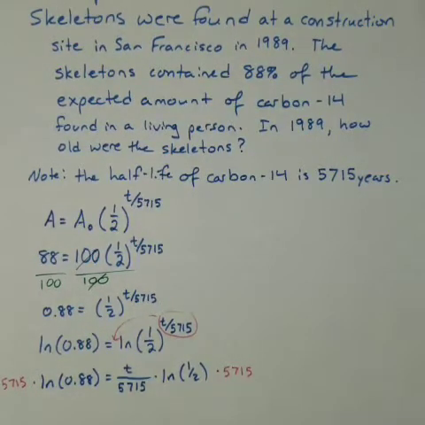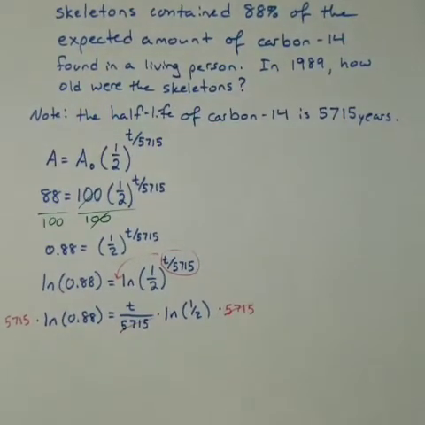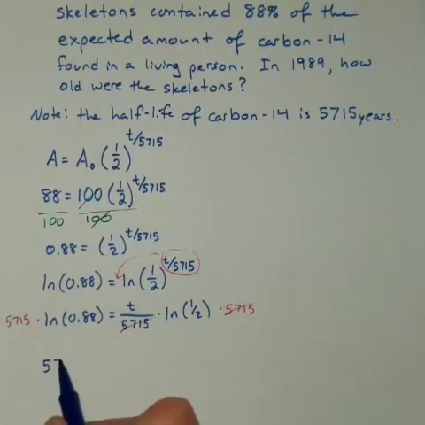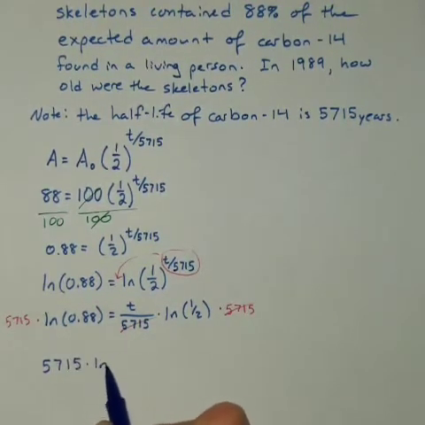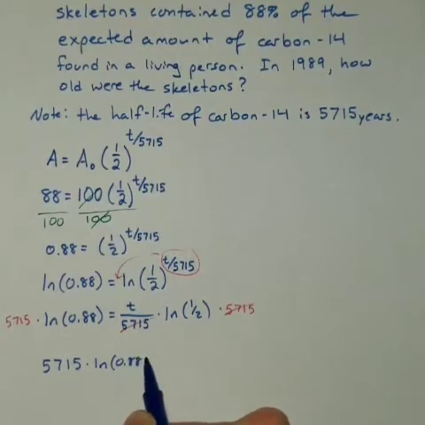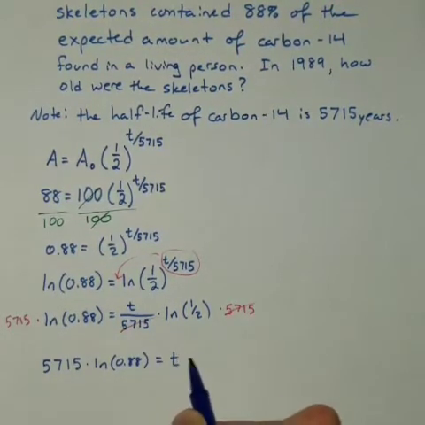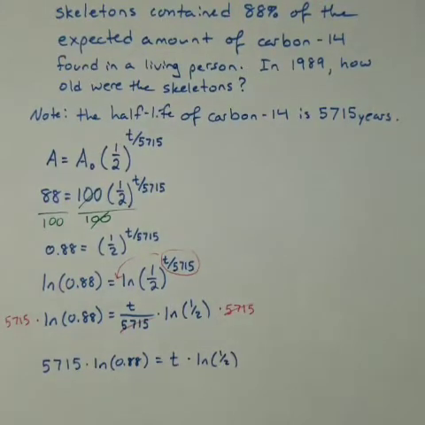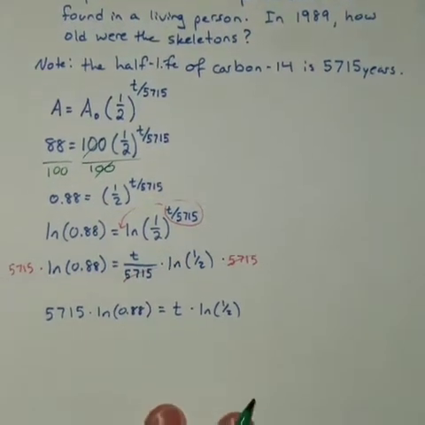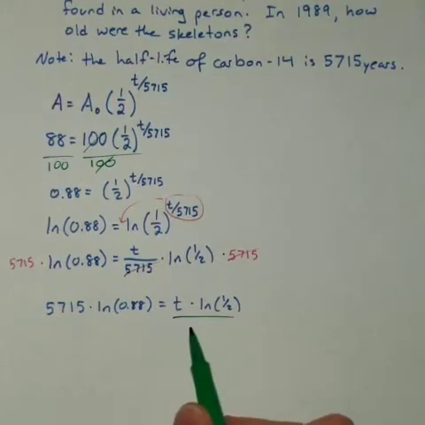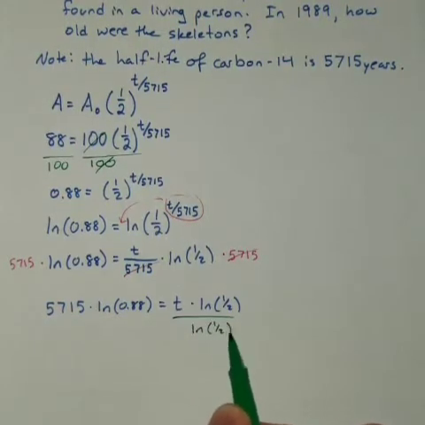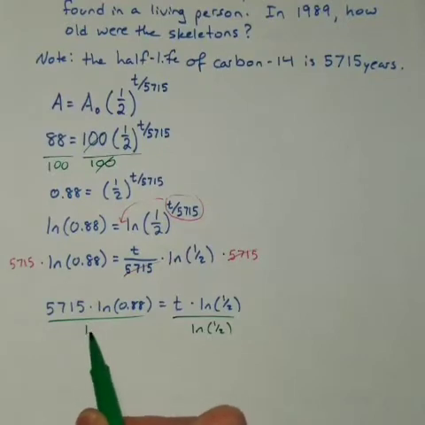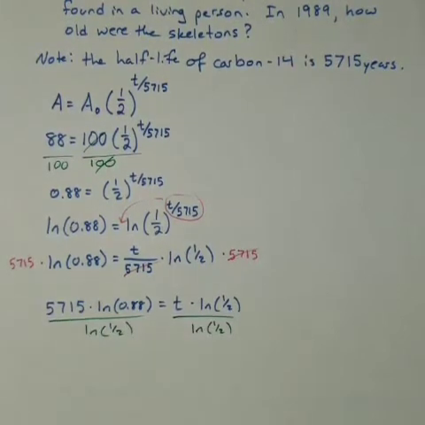Alright, they will cancel off on the right. And I'll be left with 5715 times the natural log of 0.88 equals t times the natural log of a half. And if I divide both sides by that natural log of 1/2, I should be able to then isolate the t.